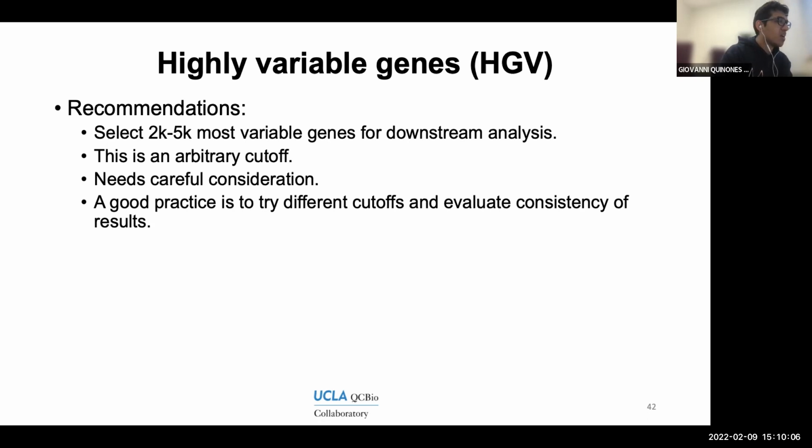And the reason why this needs to be done is, like I said, there is no robust reasoning behind how many genes are good to select to move on. And it could also vary from data set to data set.